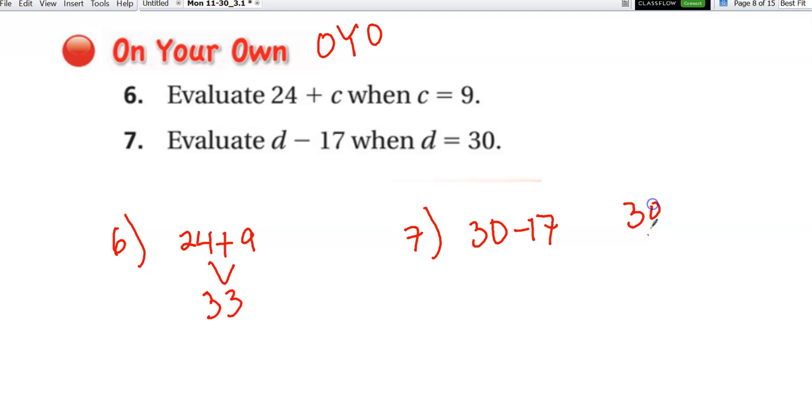And for 7, I'm going to replace the D with 30. And if I'm not good with mental math, then I'm going to go ahead and set up my subtraction, and I'm going to regroup, and I get 13. Okay.